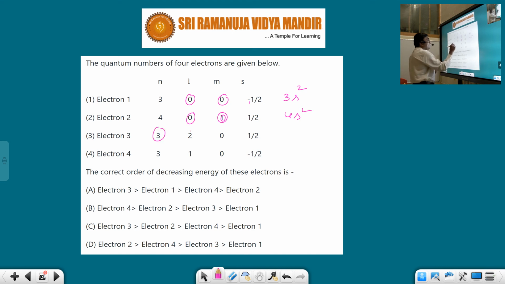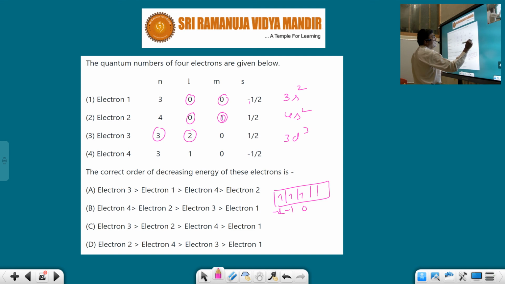Now this is 3d. For the d orbital, you have minus 2, minus 1, 0. That means the electron is here. So 3d3. Now this is 3p. 3p, minus half is given. Minus 1, 0. So the last electron, 3p5. I hope you understood. Now you can write the Aufbau principle.